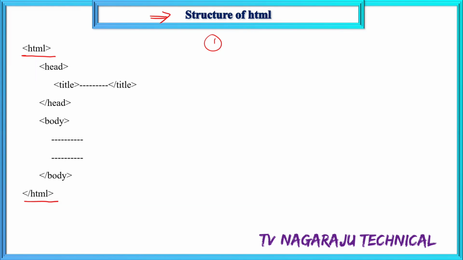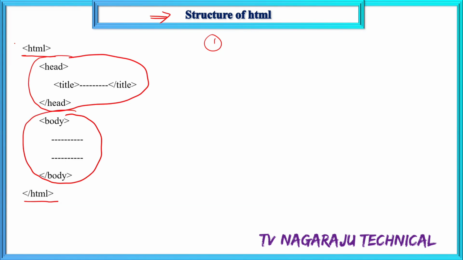This HTML mainly consists of two tags. One is the head tag. The second one is the body tag. What is the body tag? The information that you want to display on the web page. You are creating a web page. Within the web page, some information needs to be displayed. Such type of information is written inside the body tag.